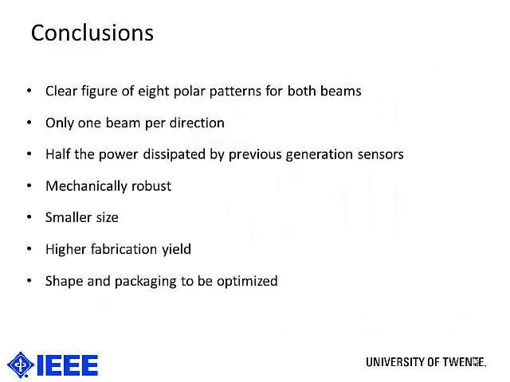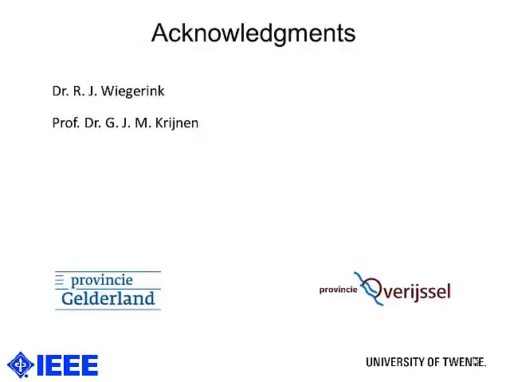So in conclusion, we have clear figure of eight polar patterns for both beams. We have only one beam per direction. We dissipate only half the power needed for two direction measurements. It is mechanically more robust, which means that the fabrication yield is also much higher. It is smaller in size, and if we optimize the shape and the packaging, so as to optimize the flow patterns around these wires, then we might be able to get much higher responsivity and even go above the old generation.